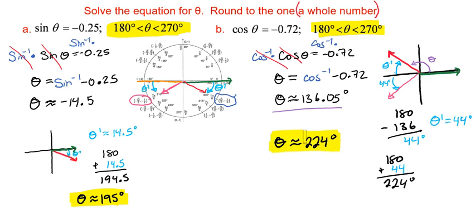Now again, remember that we were only able to do this because we were given ranges that our theta needed to live inside. Had we not been given those ranges, then we would have been able to say from the beginning that our solutions were negative 14.5 and 136.05, or negative 15 degrees and a positive 136 degrees respectively.